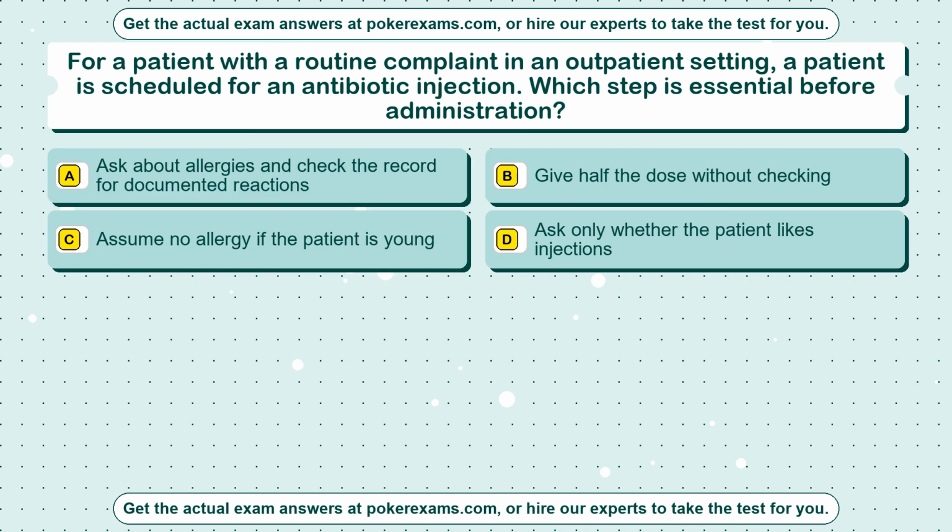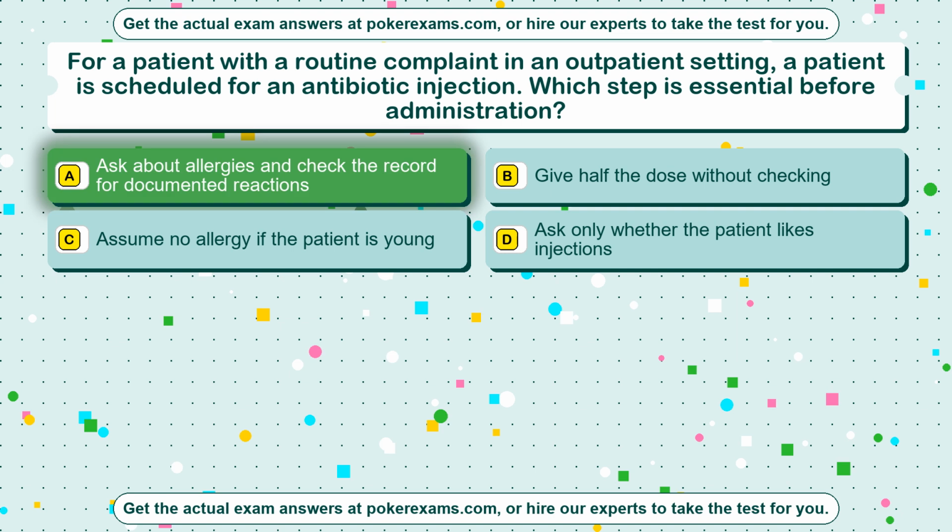Question 37. For a patient with a routine complaint in an outpatient setting, a patient is scheduled for an antibiotic injection. Which step is essential before administration? Option A, ask about allergies and check the record for documented reactions. Option B, give half the dose without checking. Option C, assume no allergy if the patient is young. Option D, ask only whether the patient likes injections.